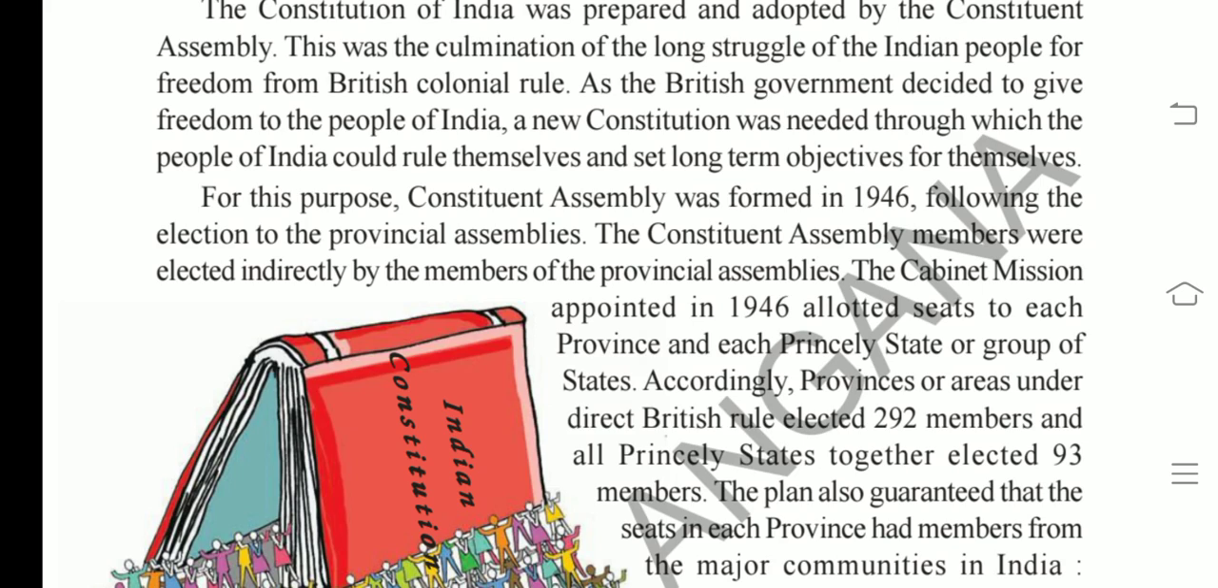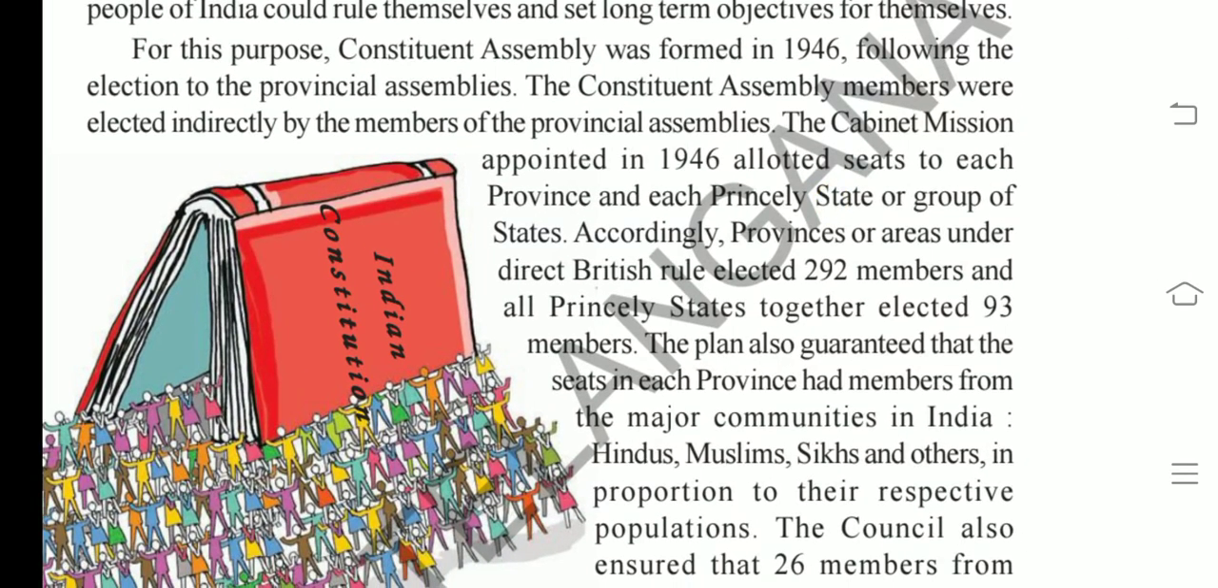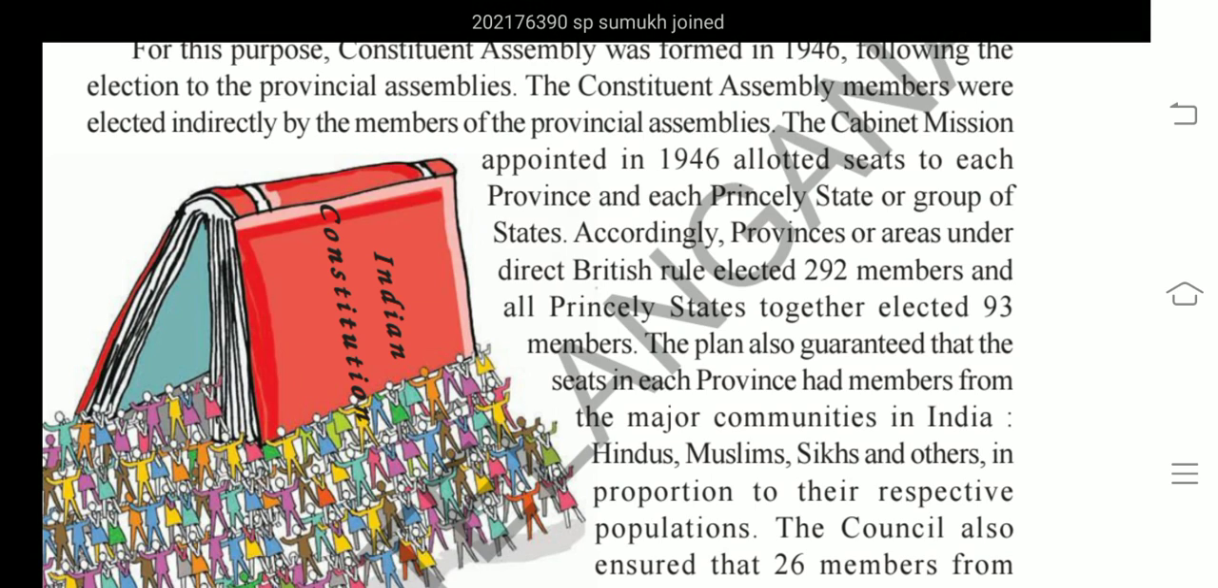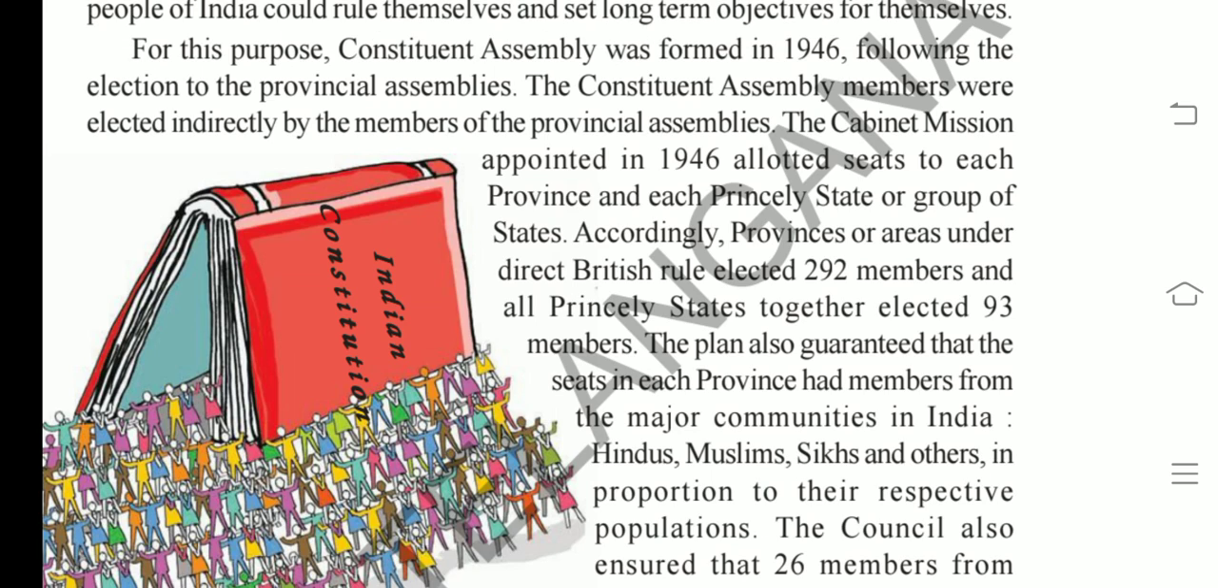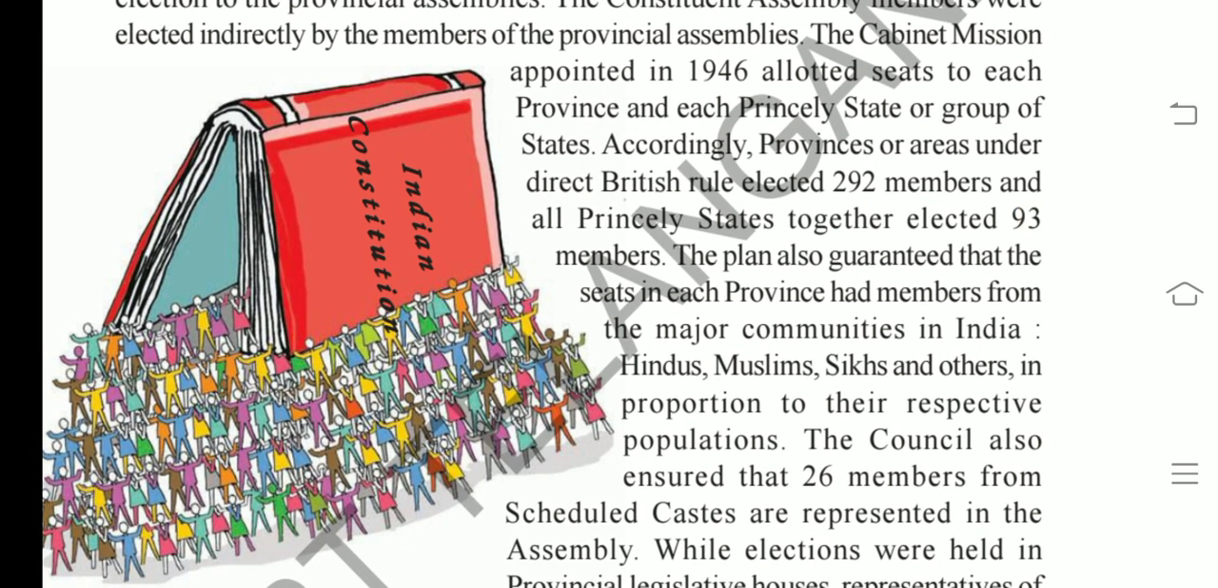So from the provinces, 292 members were elected to the Constituent Assembly, and from all princely states 93 members were elected. How many? 93. Understand? And the plan also guaranteed seats for other communities.